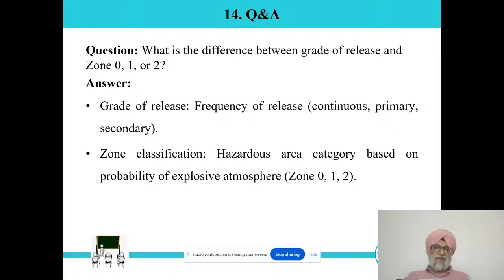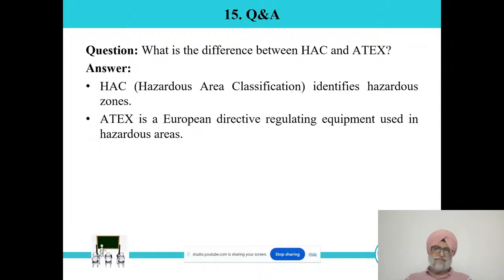What is the difference between grade of release, zone 0, 1, and 2? It's a basic definition. Grade of release is the frequency of release, that is continuous, primary, and secondary. If you see the zone classification, hazardous area categories are based on the probability of an explosive atmosphere, zone 0, 1, and 2. You can refer to the international webinar video, for which the link is shared in the description. In detail, it is already explained there.